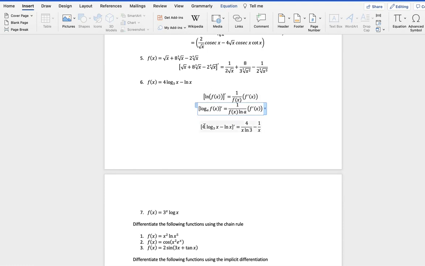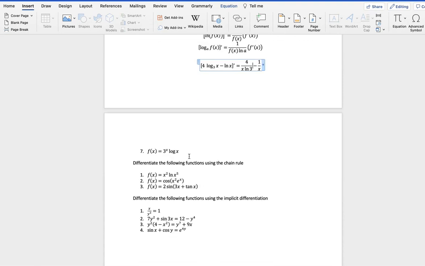Applying it to our case, our 4 is a constant, so 4 comes back. The derivative of log in base 3 of x is then 1 over x multiplied by ln of a, which is ln of 3, multiplied by the derivative of f of x. The derivative of x is just 1. So you have 4 over x times ln 3 multiplied by 1, which is just 4 over x ln 3. Does that make sense? Yeah, okay, thank you.